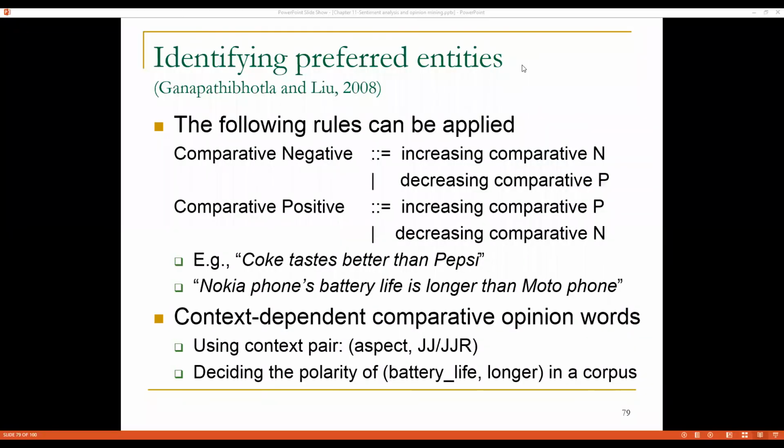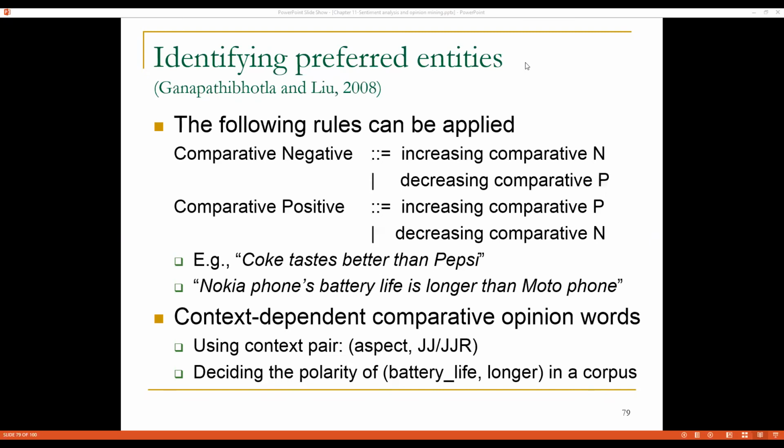In identifying preferred entities, the following rules can be applied. A comparative negative is defined by increasing comparative negative or decreasing comparative positive. Comparative positive is defined by increasing comparative positive or decreasing comparative negative. Example is Coke tastes better than Pepsi. So Coke is comparative positive because it tastes better than Pepsi. Or Nokia phone's battery life is longer than Moto phone.